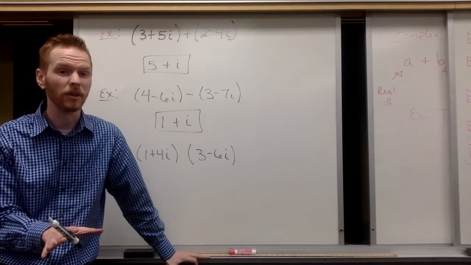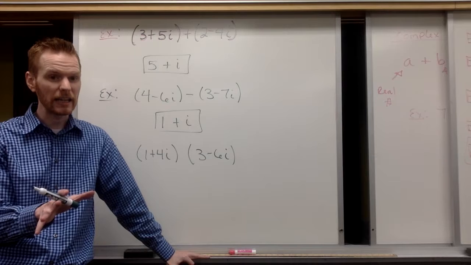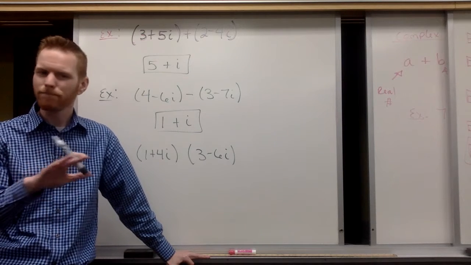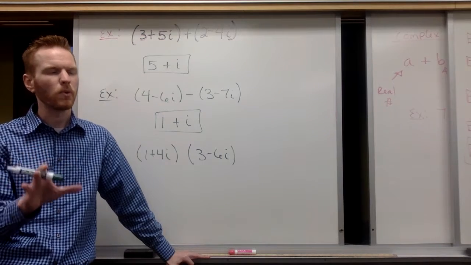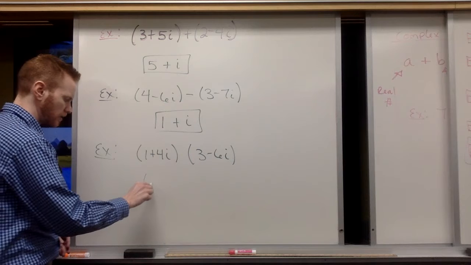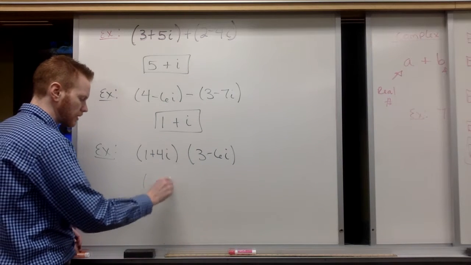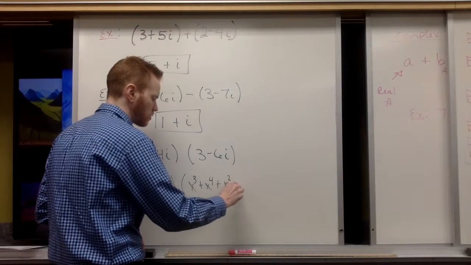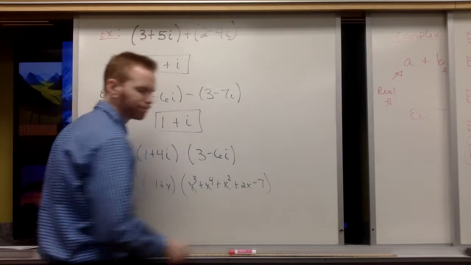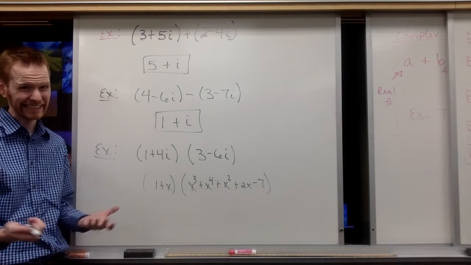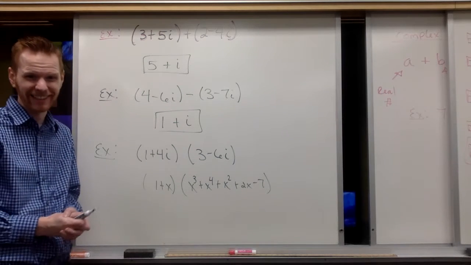When it comes to FOIL, a lot of math teachers don't like that. And I think students are taken aback, like, why do you hate that word? The only reason is because you can't use FOIL for every case. What do I mean by that? Well, look at this. If I had 1 plus x here, and over here I had x cubed plus x to the 4th plus x squared plus 2x minus 7. Nope. FOIL's not going to work, right?